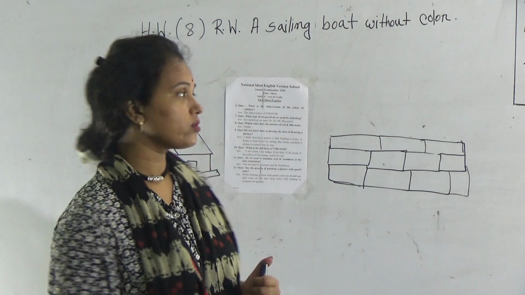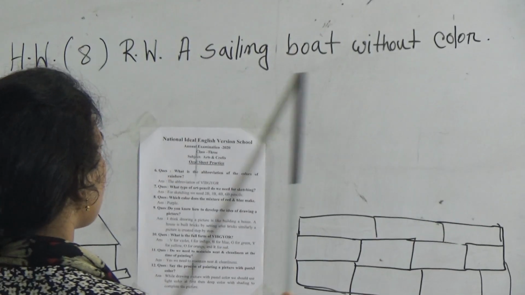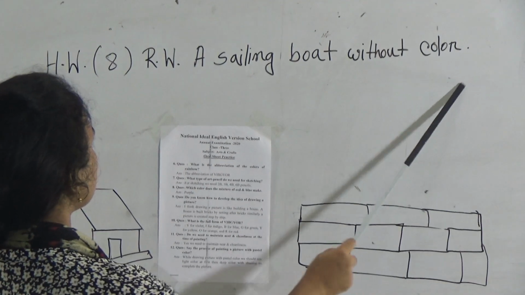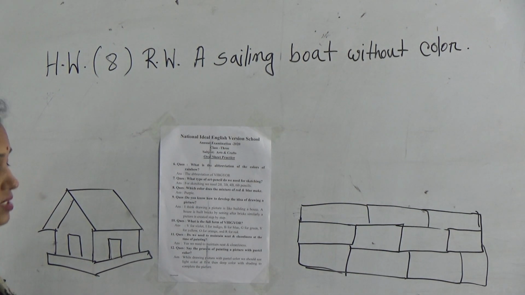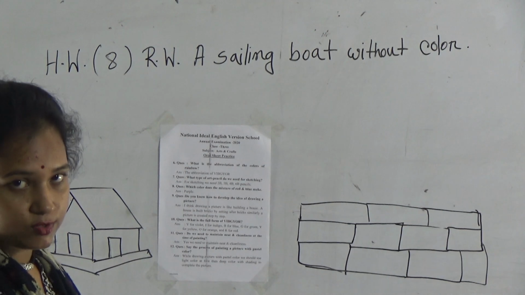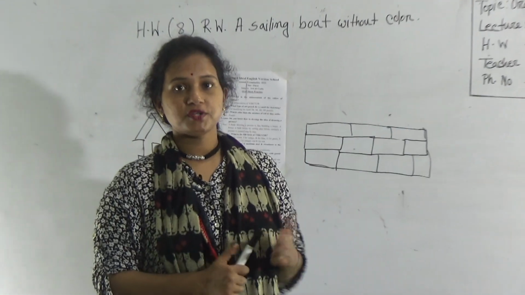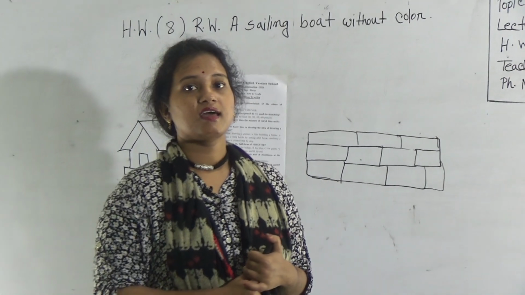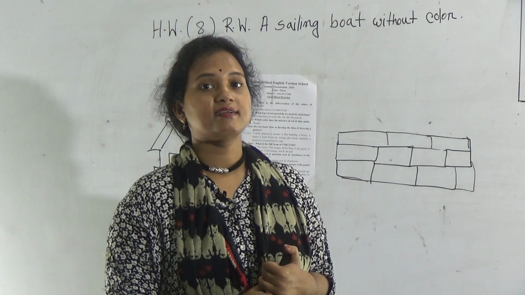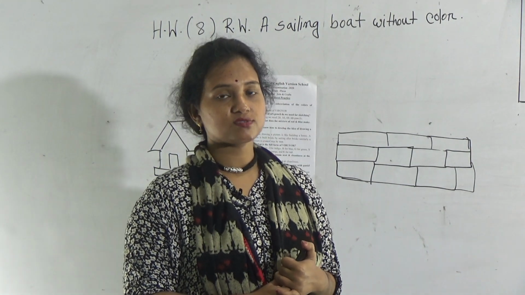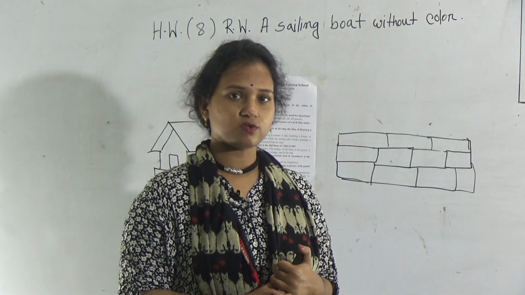So dear student, look at the board. You have a HW also, and your HW is a sailing boat without color. This is your RW also. Please do the assigned HW and submit your HW every Sunday 8 am to 4 pm at your school ground. And dear student, don't forget to submit your HW because your SBA, city and diary marks also depend on your HW.